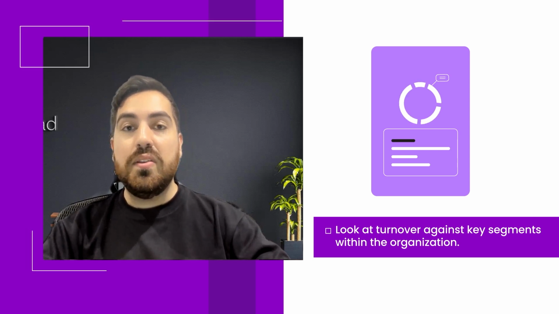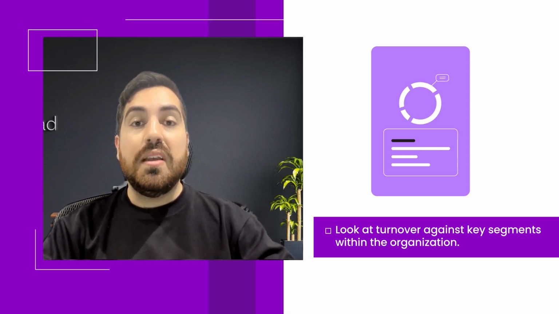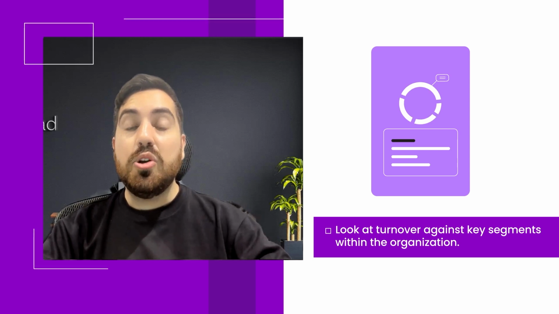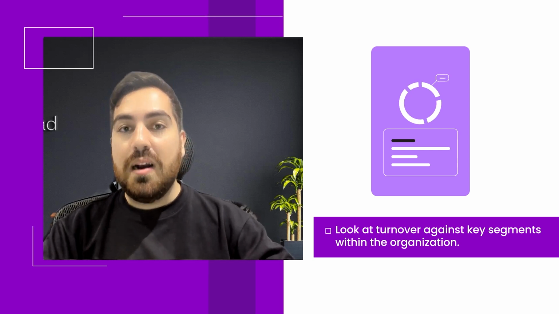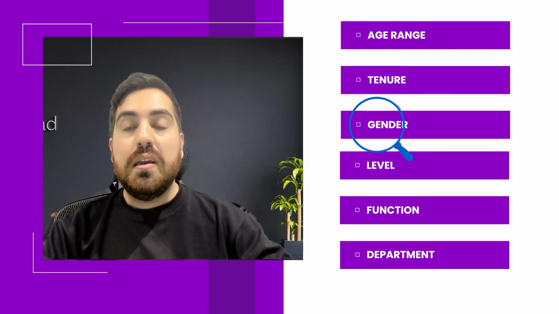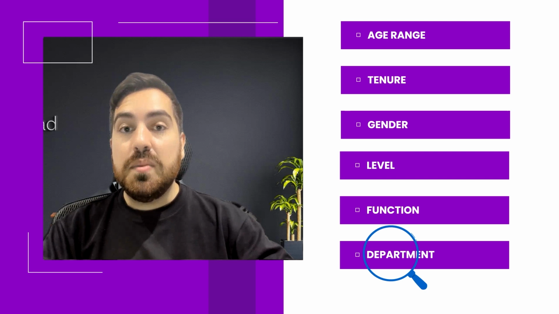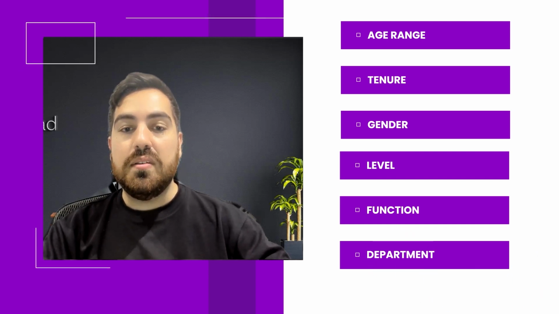Now, regardless of the method of benchmarking you look at, it's also important to look at your turnover against key segments within the organization to get further insights. So, for example, looking at your turnover against demographics such as age range, tenure, gender, can potentially help you identify gaps in your D&I strategy, while looking at other key segments such as level, function, department can help you identify management issues or lack of resources.